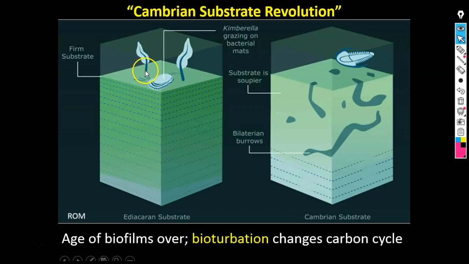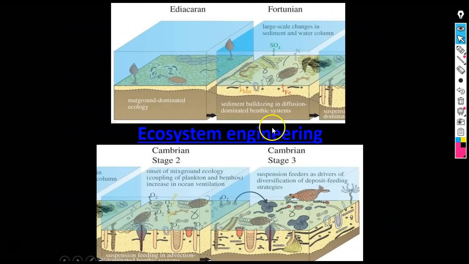You're covered in a layer of film, which is how we probably preserve these things like in the Burgess Shale. But later on, when it's all being churned around like this, now suddenly carbon is being released back up. So it's changed the carbon cycle as well. So this is this idea of ecosystem engineering.